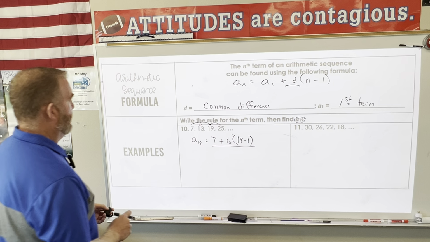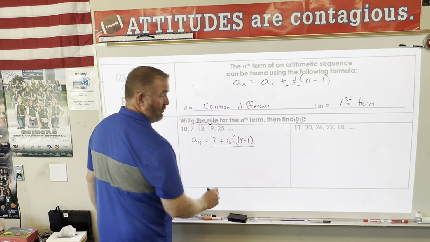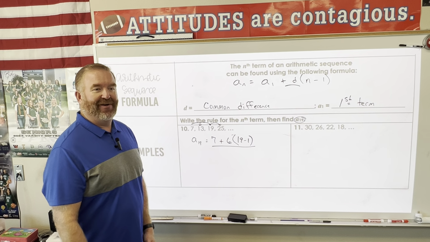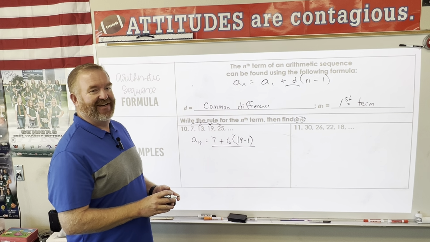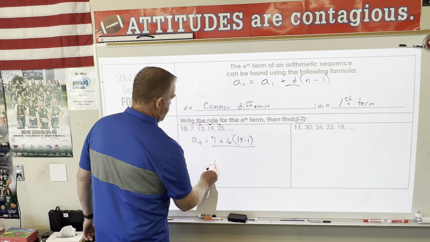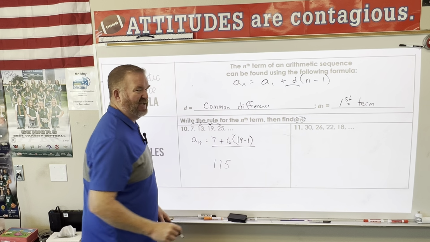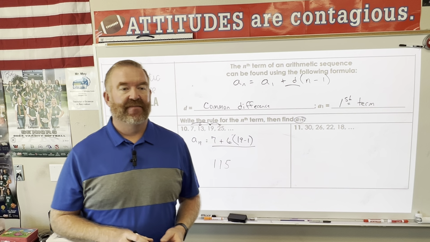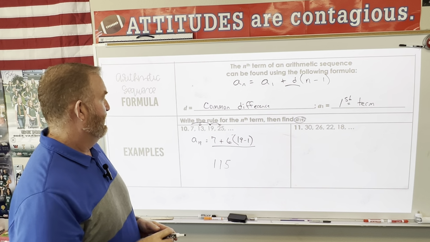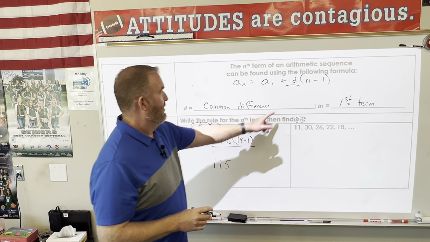What'd you get? 79. I got 115. 115 should be your correct answer. What did you type in? You put a 7 in there. Oh, it's a 1? Minus 1.